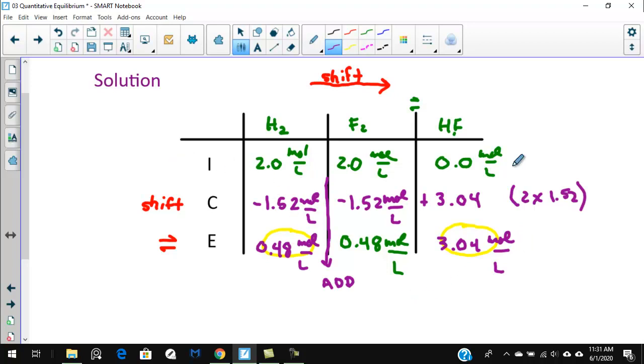You'll be given something initially, and then as you go through it, they'll either have to tell you one of the changes, and then you can move the changes using stoichiometry to each of the other columns, or they'll give you one of the equilibrium values. You'll be able to work backwards, get the change, and then use that change to find the changes in the other two remaining reactants or products. Okay, so that's how you would work that first question using an ICE table.